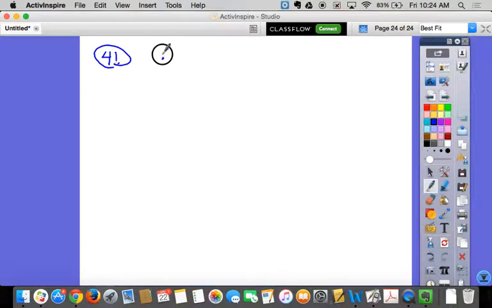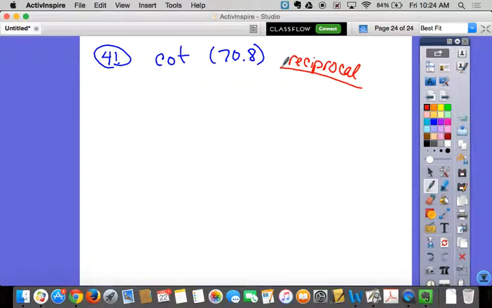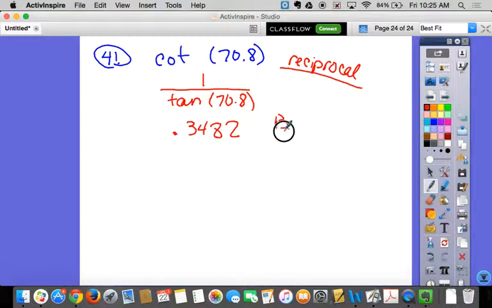41. Now you got cotangent. You got to remember what to do if you don't have that button. So remember, we think in reciprocals. That's how we type them. So we're going to do 1 over tangent 70.8. So that's what you need to type right there: 1 divided by tangent 70.8. And then get your little decimal. 0.3482. That's option B. So I don't think anything's too difficult there.